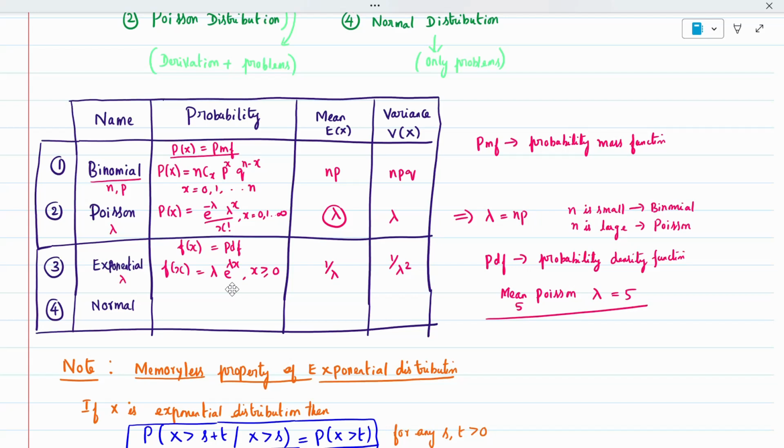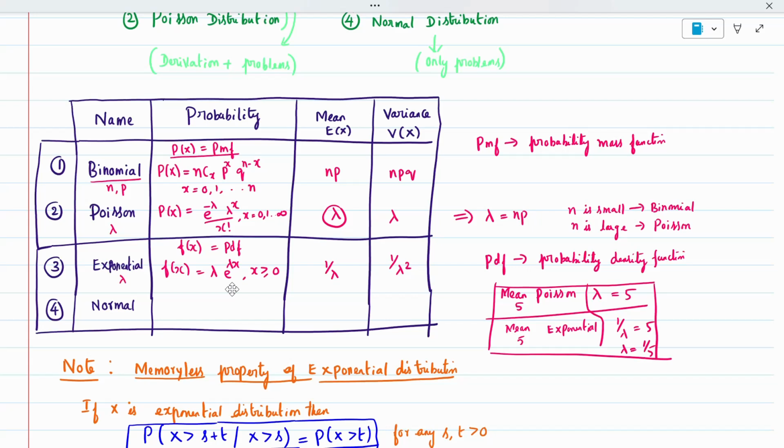But if the mean equals 5 is given in an exponential distribution, then we have to check what the mean is for the exponential distribution. It is 1 by lambda. 1 by lambda equals 5, so lambda equals 1 by 5. This is the only difference that changes problem-wise. You have to remember this when you do a problem.